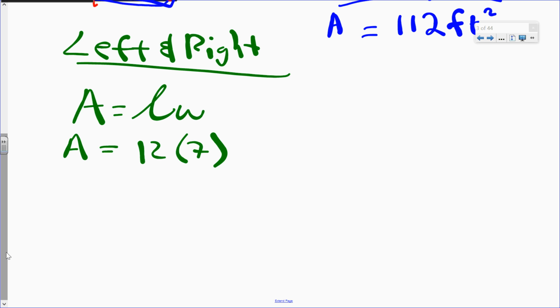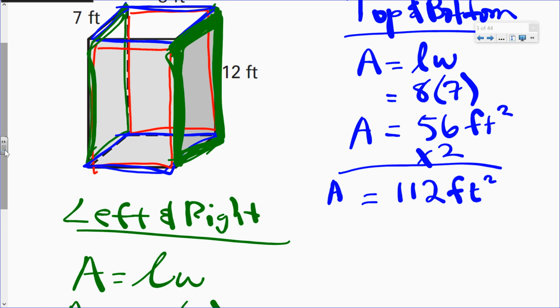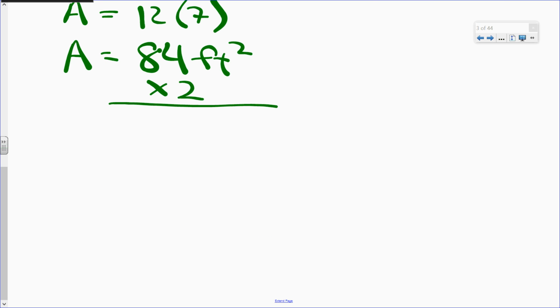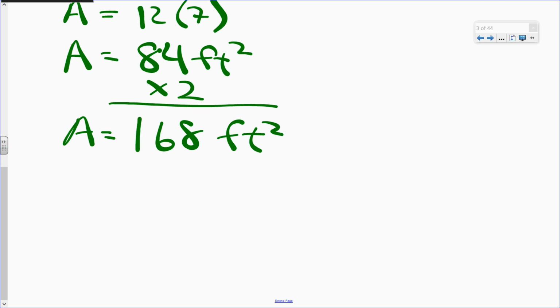What's 12 times 7? How many rectangles are like that? There's 2. There's one on the right, and the other one on the left is exactly the same. So I'm going to multiply 84 times 2. Right, Ortiz? Let's see, 84 times 2 on my calc. Nice. Square feet.